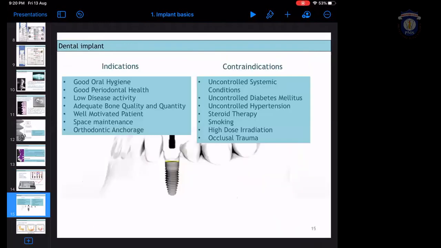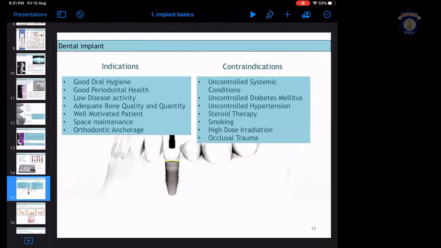Dental implants can be placed where we have good oral hygiene, good periodontal height, low disease activity, adequate bone quantity and quality, and well motivated patients, with space maintenance and orthodontic anchorage also. There are some contraindications.